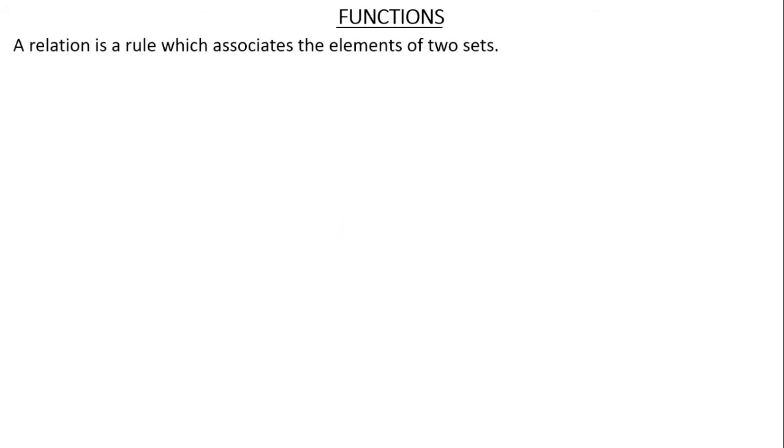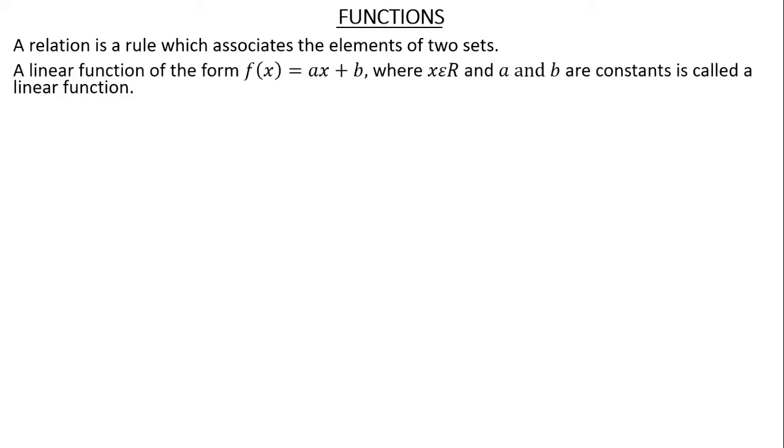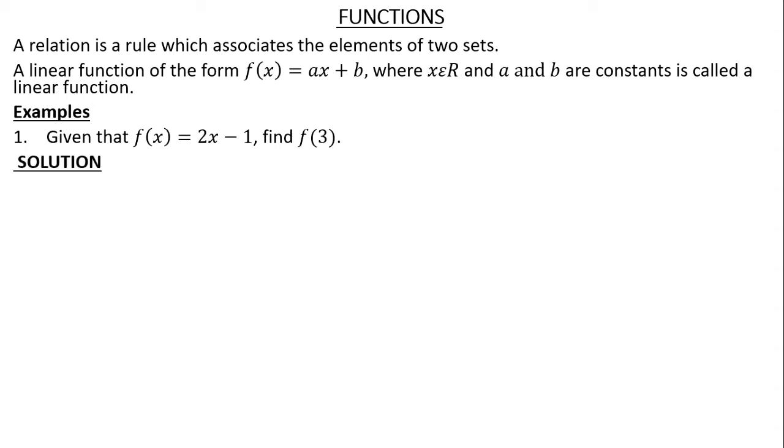Functions. A relation is a rule which associates the elements of two sets. A function of the form f of x equal to ax plus b, where x is a member of the real number system and a and b are constants, is called a linear function. Examples: given that f of x is equal to 2x minus 1, find f of 3.